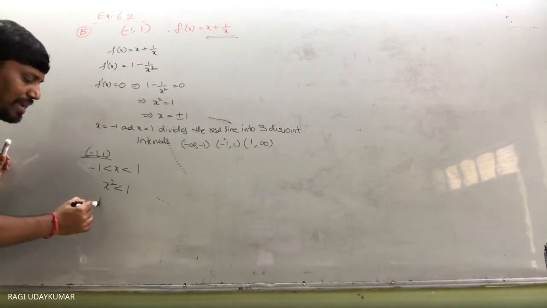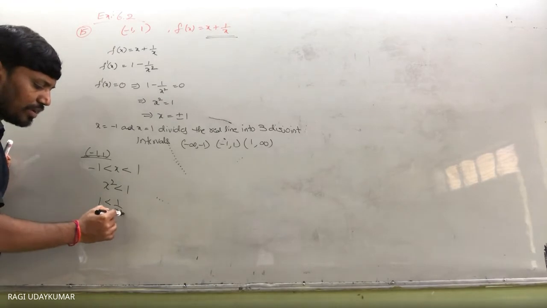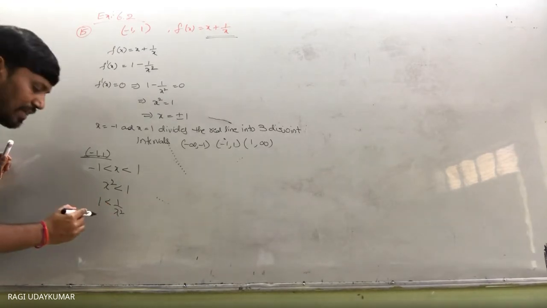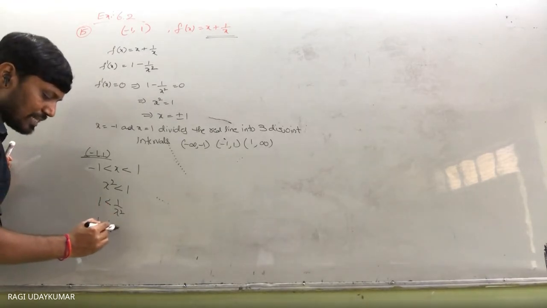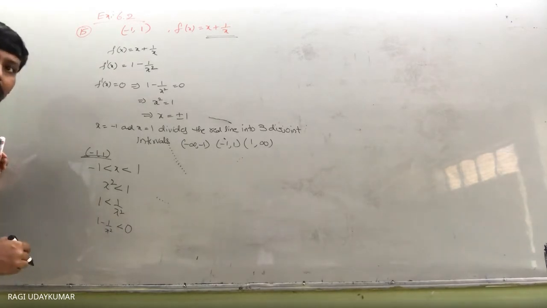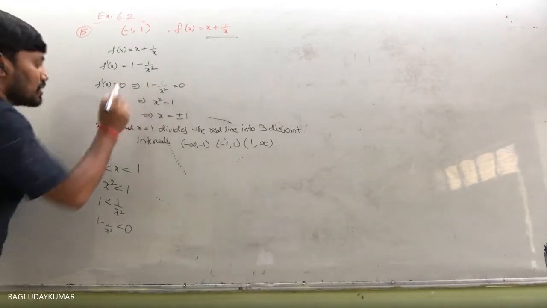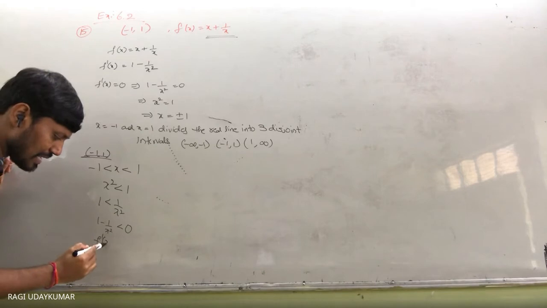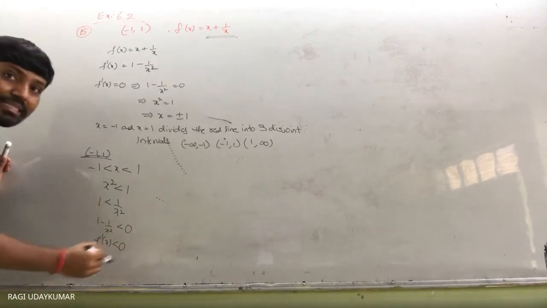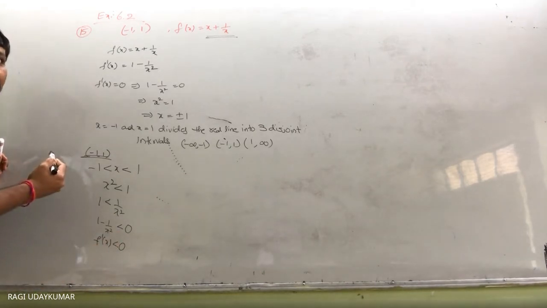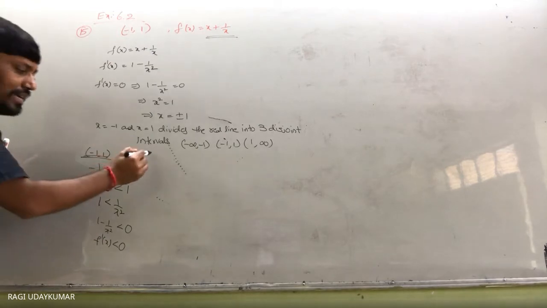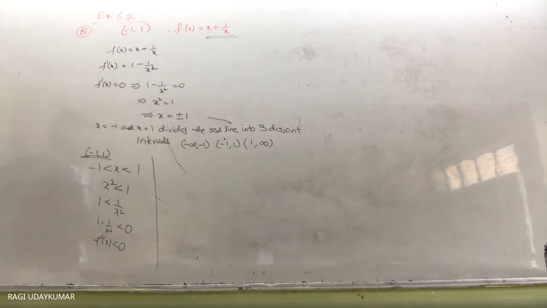So that is nothing but 1 is less than 1 by x square. That is nothing but 1 minus 1 by x square is less than 0. That is nothing but f dash of x is less than 0. So this is a decreasing function in this interval.